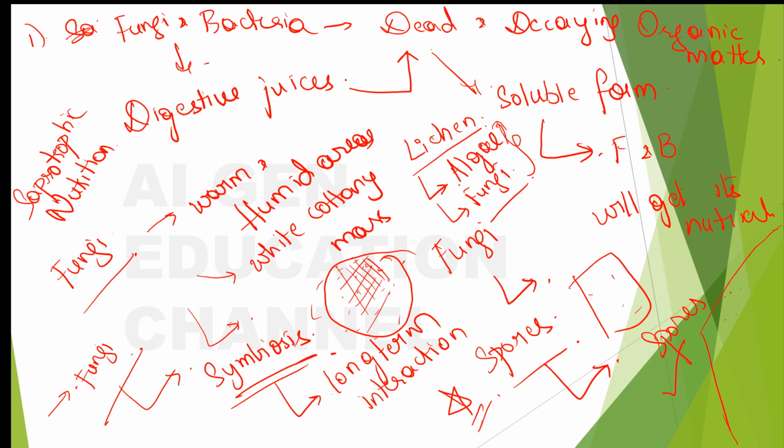So the other symbiotic relationship is that of rhizobium bacteria. This bacteria is known to fix nitrogen. As I have mentioned earlier, the free nitrogen that is present in the atmosphere can't be used by the plants directly, right?